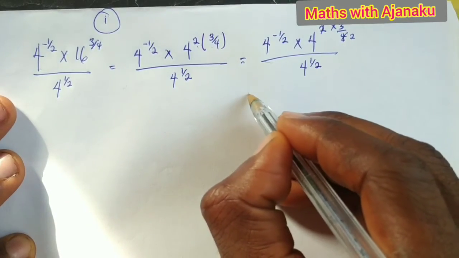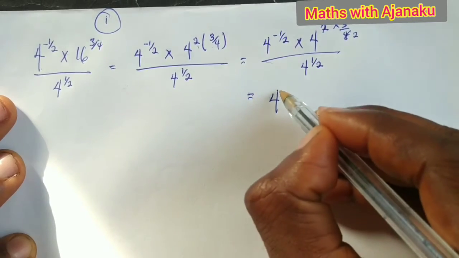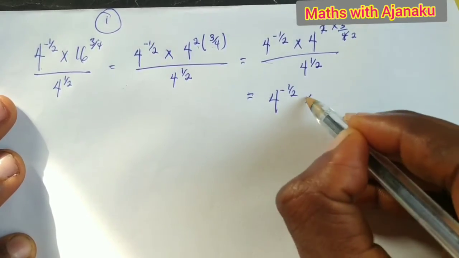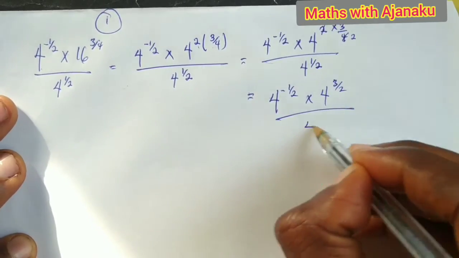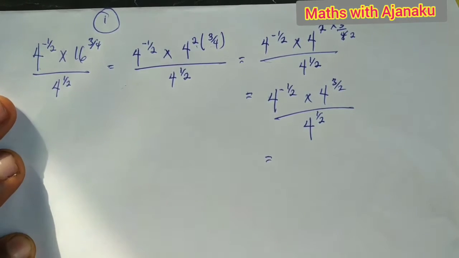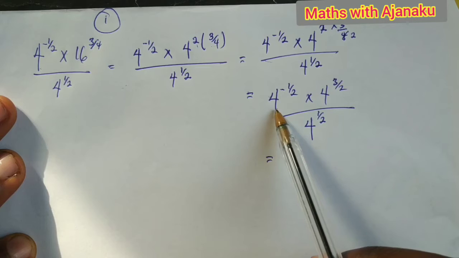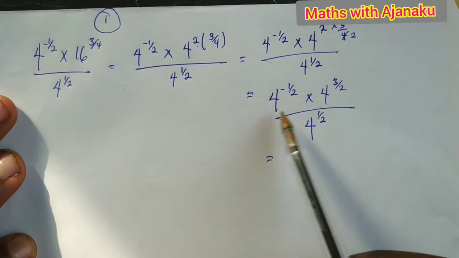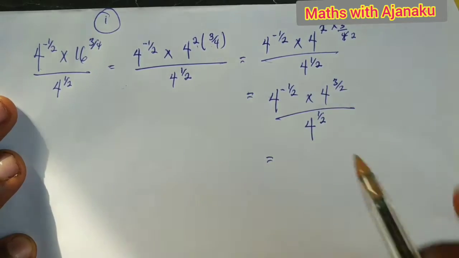Now, this can be rewritten further as 4 to the power minus 1 over 2 times 4 to the power 3 over 2, all over 4 to the power 1 over 2. Now, we can apply the first law, whereby we have two like bases multiplying together, whether of the same power or different power, you add the powers together.